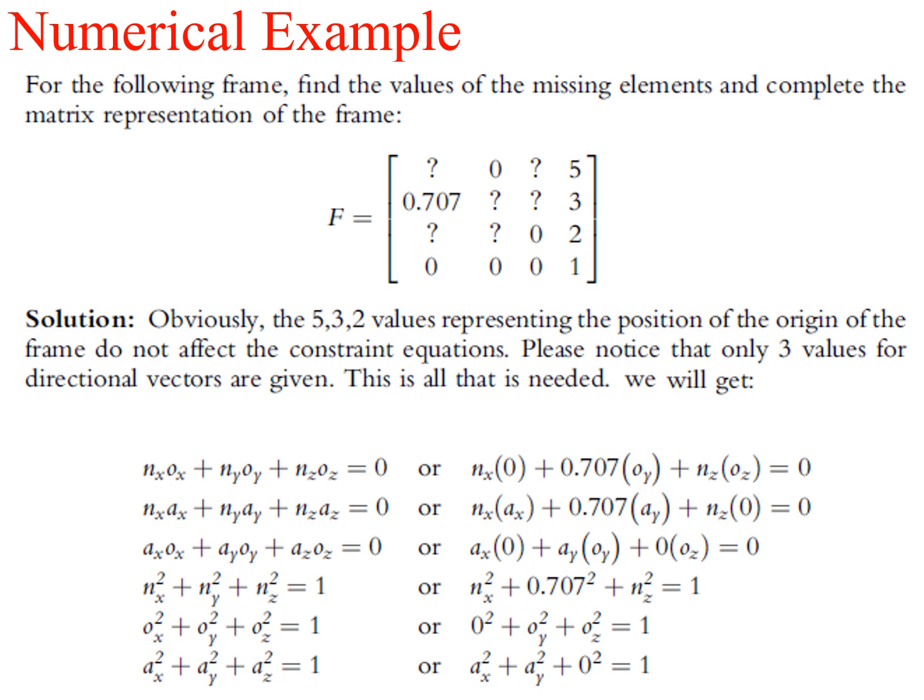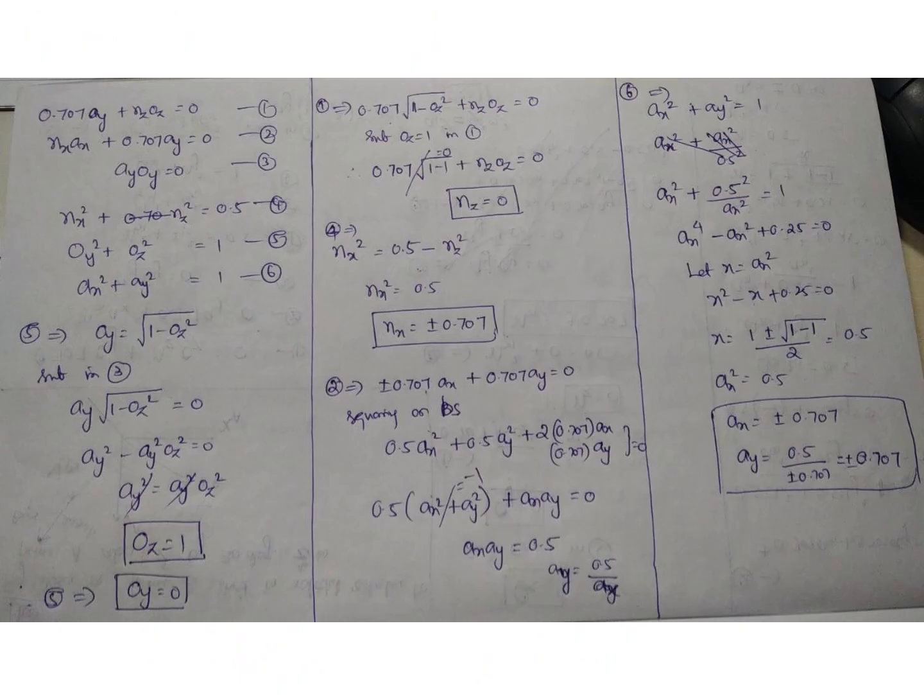So here, this frame matrix is given to you. We have to find the unknown values using these equations. Already we know that each dot product is 0: nx yx, similarly this, and similarly this. So we can have 6 equations. These are the 3 dot product equations, and since it is a unit vector, the normalized value is 1. So using this we can solve.